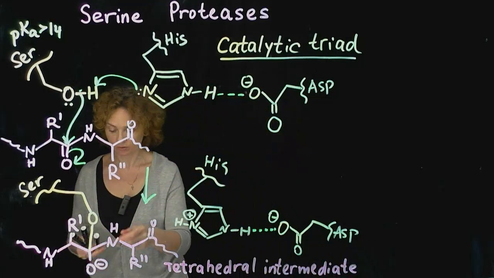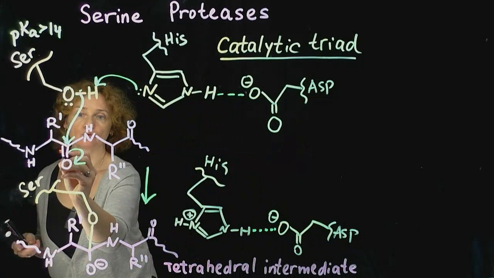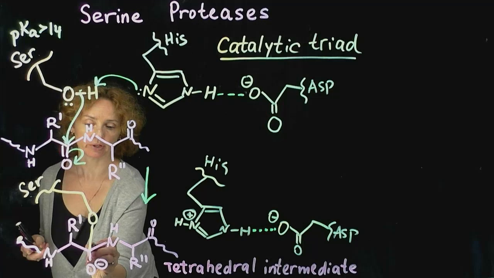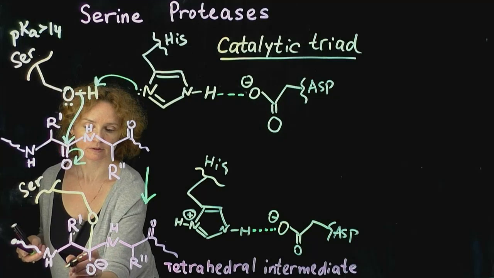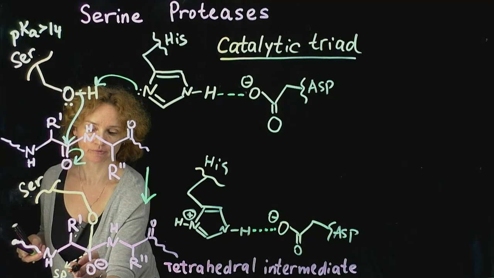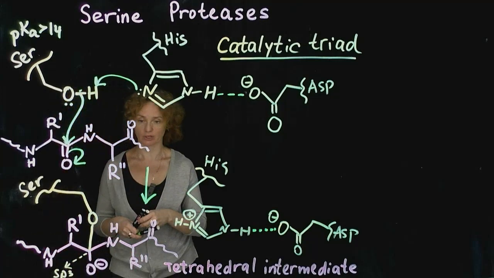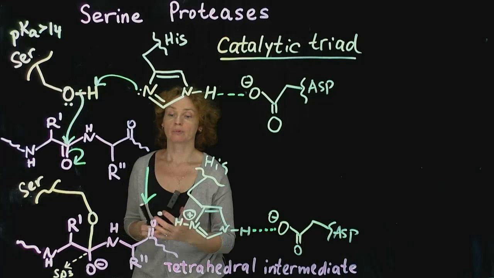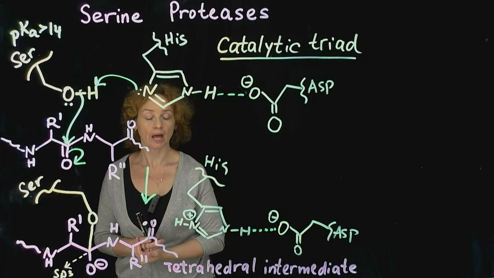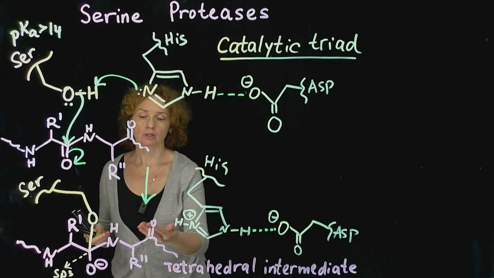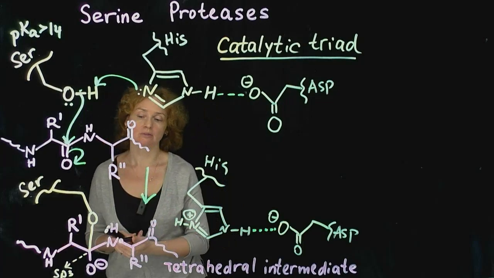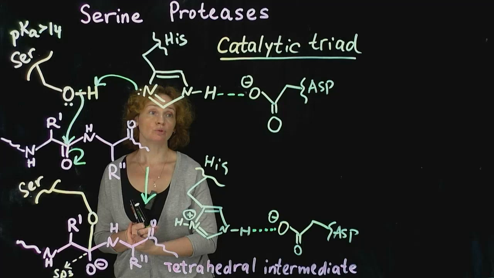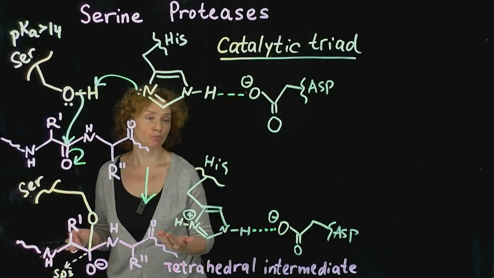Because now it used to be an sp2 hybridized carbon, right? But now this carbon is sp3 hybridized, and we know that sp3 hybridized atoms, carbon atoms in general, would have a tetrahedral geometry, right?